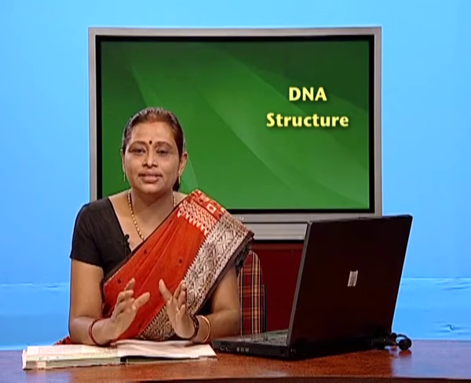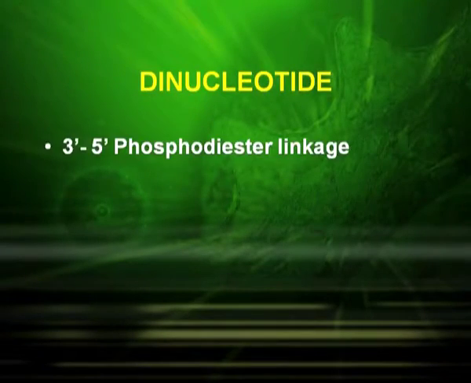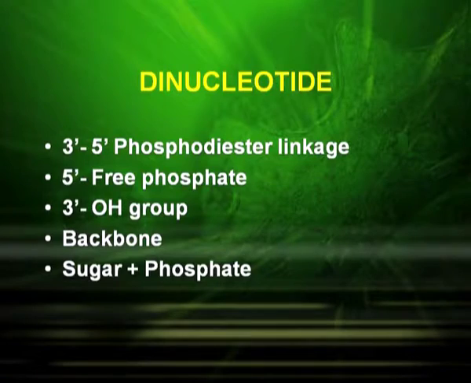Now, let us see how two mononucleotides are joined together to form a dinucleotide. A 3'-5' phosphodiester linkage makes the two nucleotides join together. There is a 5' free phosphate group and the backbone is made up of sugar and phosphate.